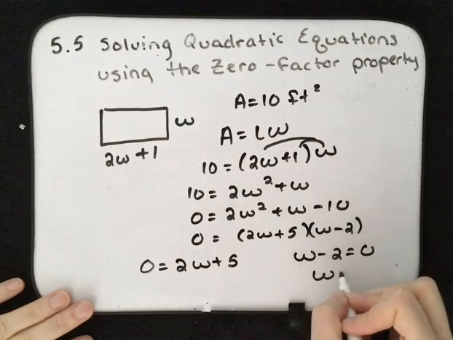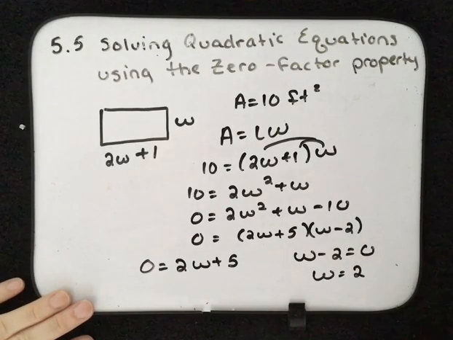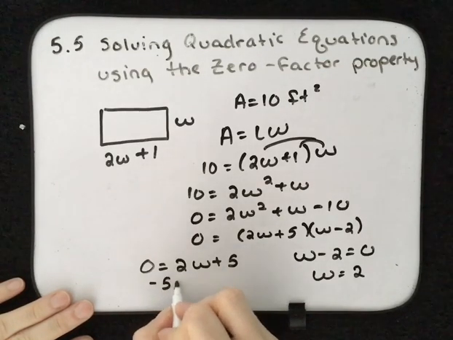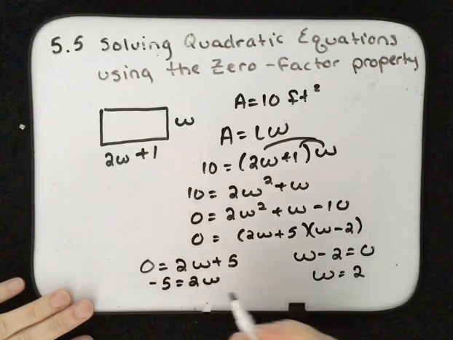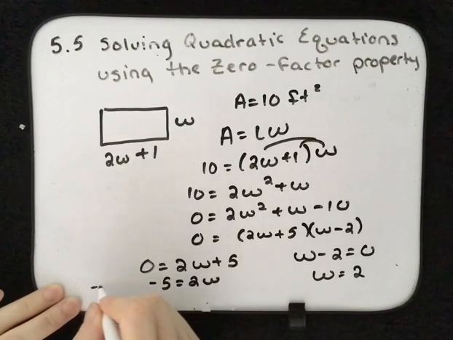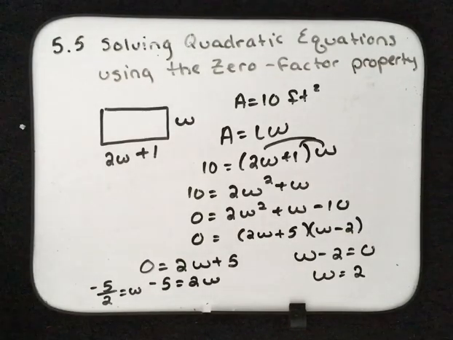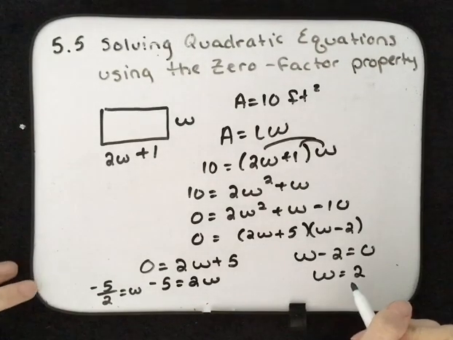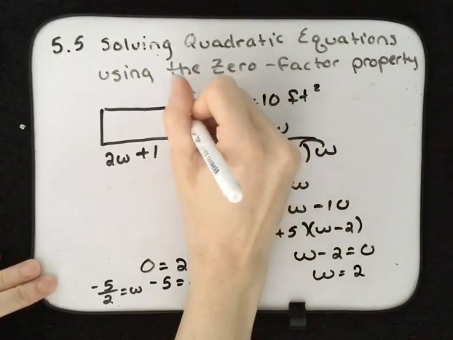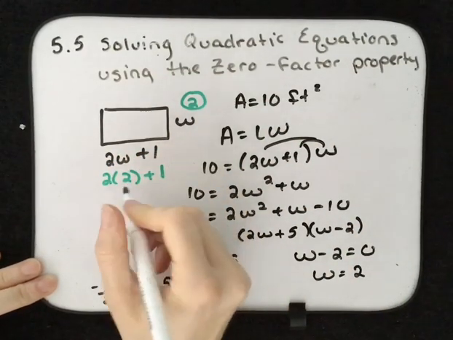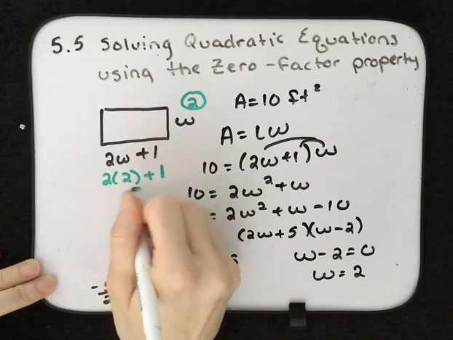Solving this one, we can add our 2 to both sides, and we get w equals 2. Solving this one, we need to move our 5 over, so we have negative 5 equals 2w. Then we divide both sides by 2, so we have negative 5 halves equals w. But let's see what works in the context of our question. Our question asked us to find the length of the sides. I can put this 2 right here, and that tells me the width is 2, and the length is 2 times 2 plus 1. 2 times 2 is 4, plus 1 is 5.